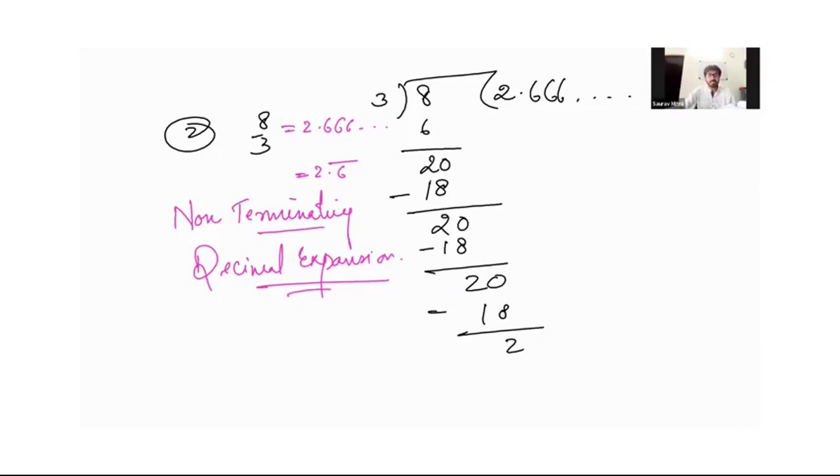So we have learned how to convert a fraction to a decimal expansion. This is our most important topic. After this decimal expansion, we can say whether our given number is terminating or non-terminating only through its decimal expansion, its decimal representation.